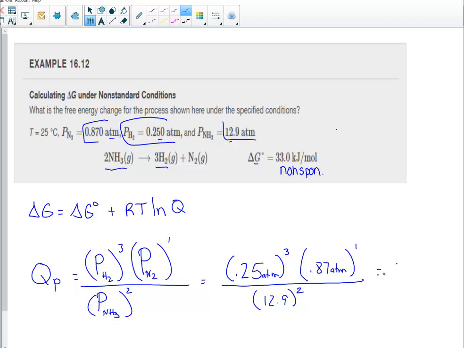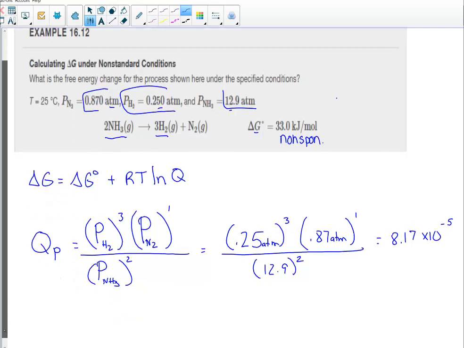0.25 cubed times 0.87 divided by 12.9 squared. And Q comes out to be a very small number, 8.17, I'll round there, times 10 to the negative 5. There are no units on a reaction quotient. It's just a number. And that number gives us insight into whether the reaction is favorable in the forward direction or favorable in the reverse direction.